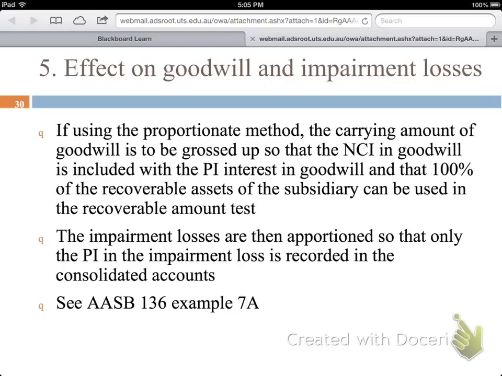So once you've decided that there is an impairment loss, then you're going to apportion the impairment so that only the parent records the impairment loss. The non-controlling interest cannot record the impairment loss under the proportionate method, because under the proportionate method, the NCI does not have goodwill and therefore cannot impair the goodwill. So there's a good example you can follow in the accounting standard ASB 136, example 7A.